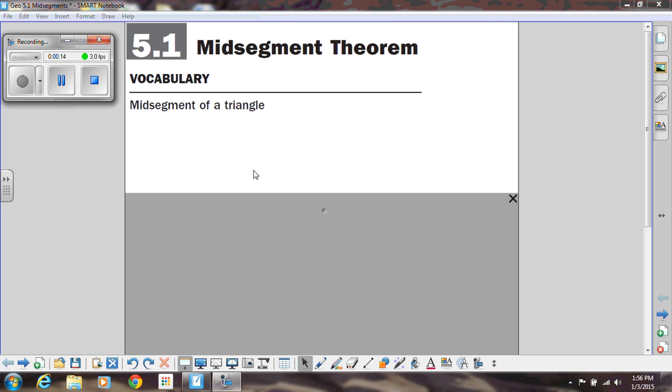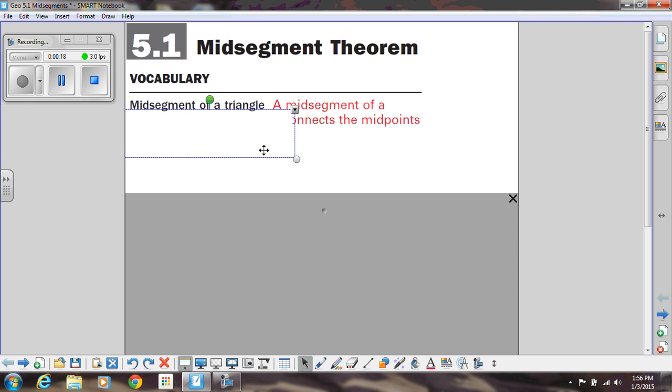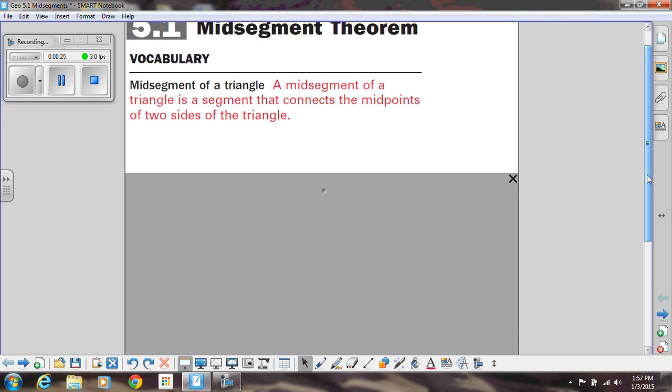So let's talk about what a midsegment of a triangle is. All that really is simply a segment that connects the midpoints of two sides of a triangle. So let's look at the theorem and what it says.